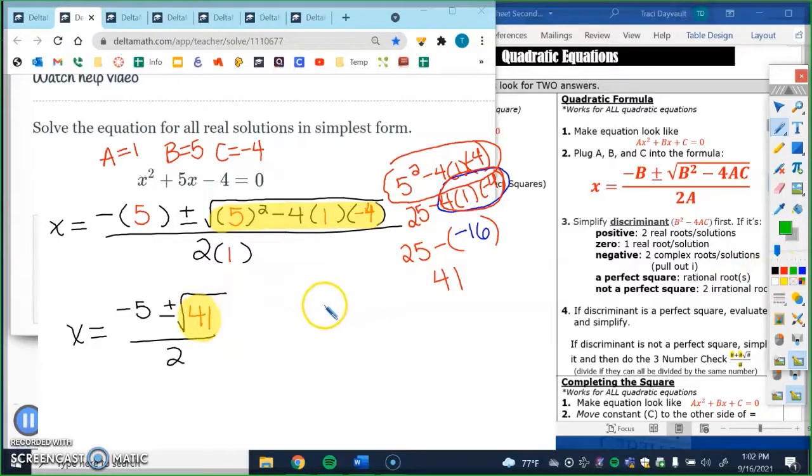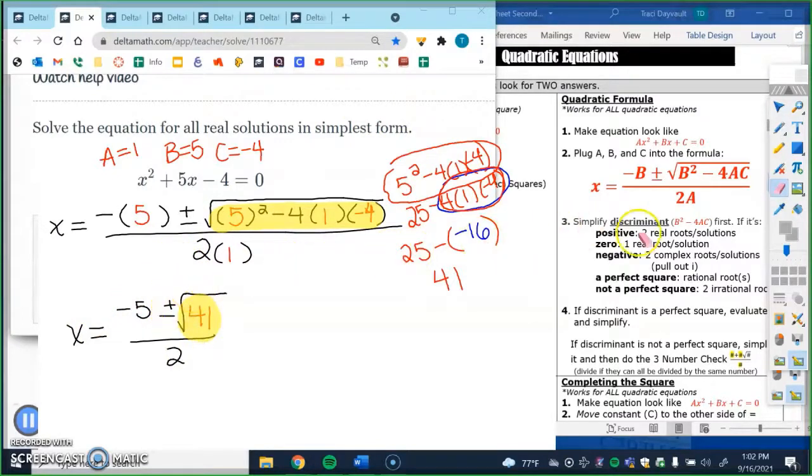If I try to simplify the square root of 41, let's see, what can I multiply to get 41? 41 is a prime number. There is nothing other than itself and 1 that you can multiply to get 41. So there's definitely no perfect squares that I could divide it by to simplify it. So what that means is I can't simplify the square root, and this says in simplest form. This is what in simplest form means.